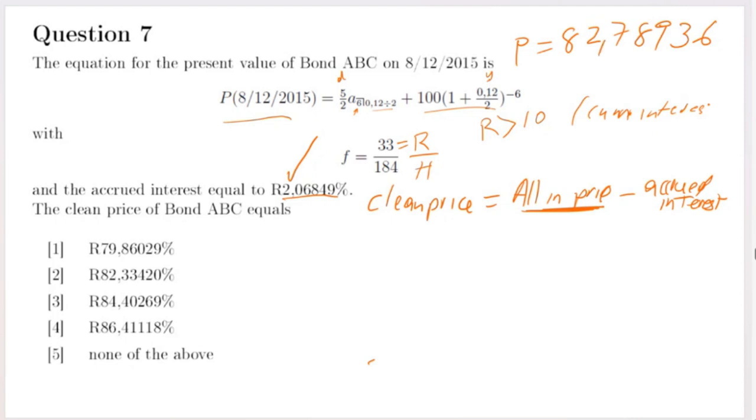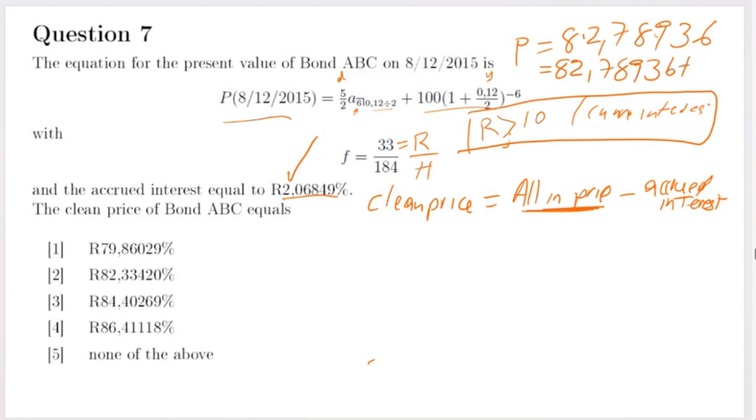However, before you decide on this present value, remember, we said if your R is greater than 10, you need to add another coupon here. So you're going to say 827,893.6, and you are going to add a coupon. Remember, our coupon is 57,000. There is our coupon, it is 5/2.